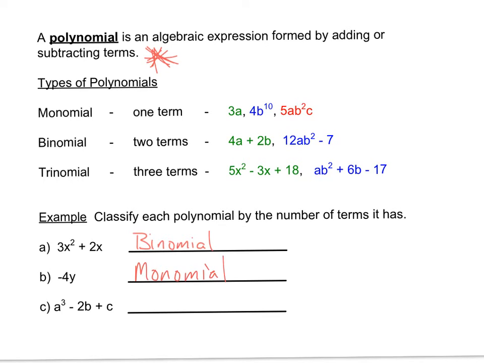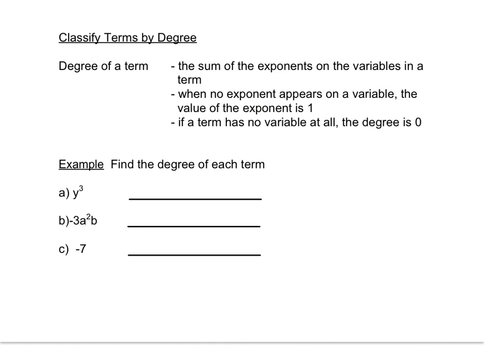And last but not least, let's take a look at the third one. There's a minus, there's a plus sign, so we've got 1, 2, 3 terms, and with 3, it's a trinomial. Okay, you guys are on the ball so far. Let's keep this rolling.